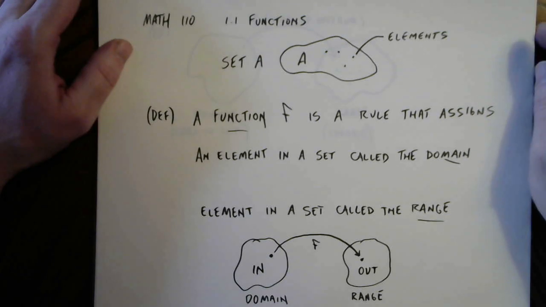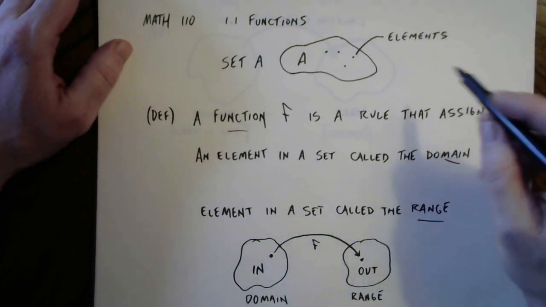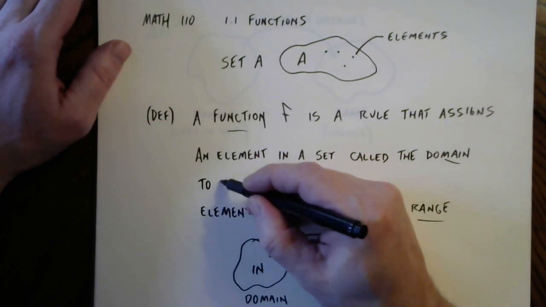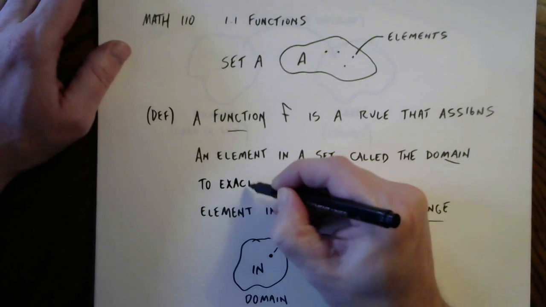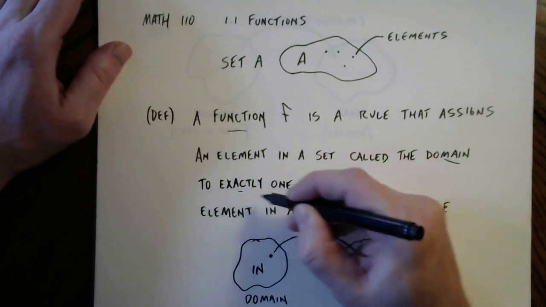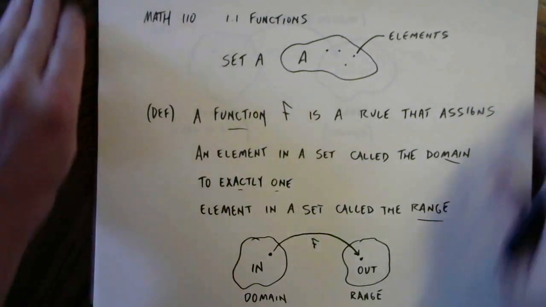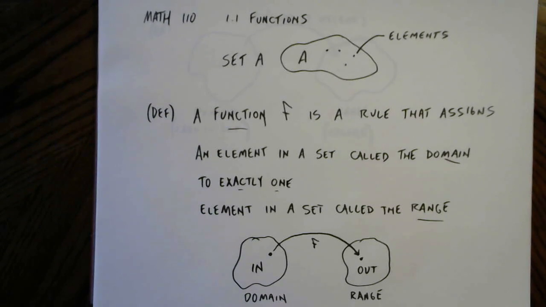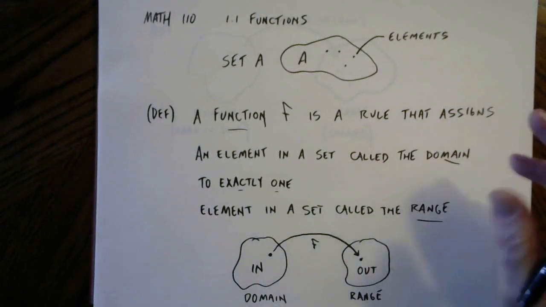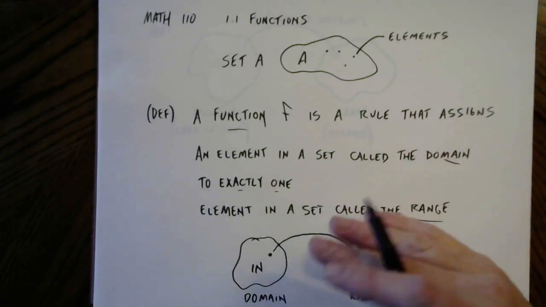We're assigning an element of one set, called the domain, to not just an element but exactly one element in a set called the range. So what that means is that given an input, the output is unique. There's no negotiation. There's no room for artistic interpretation.